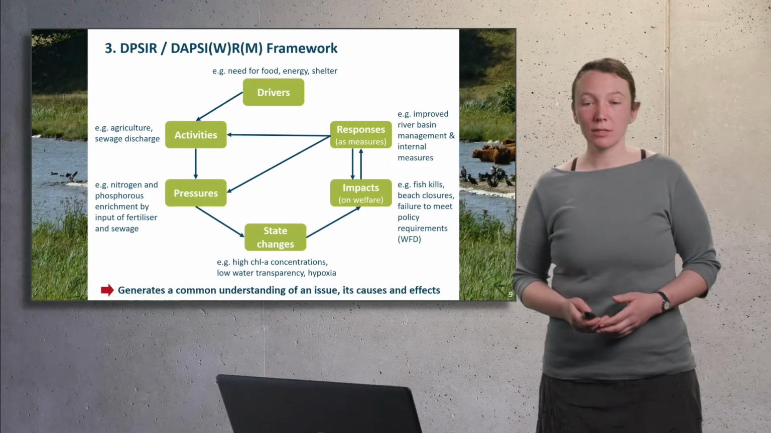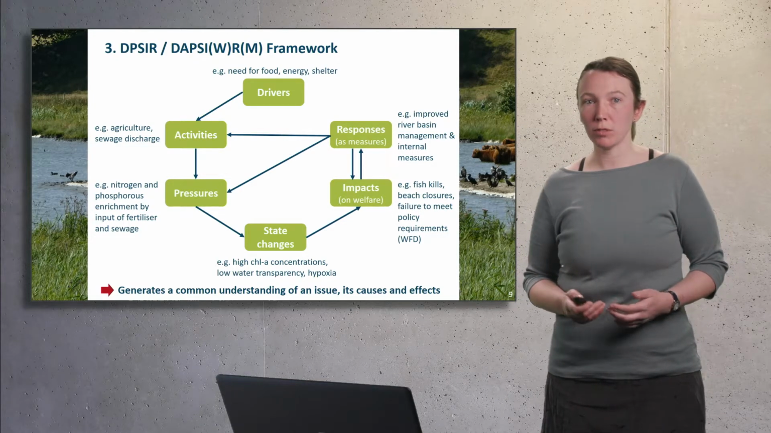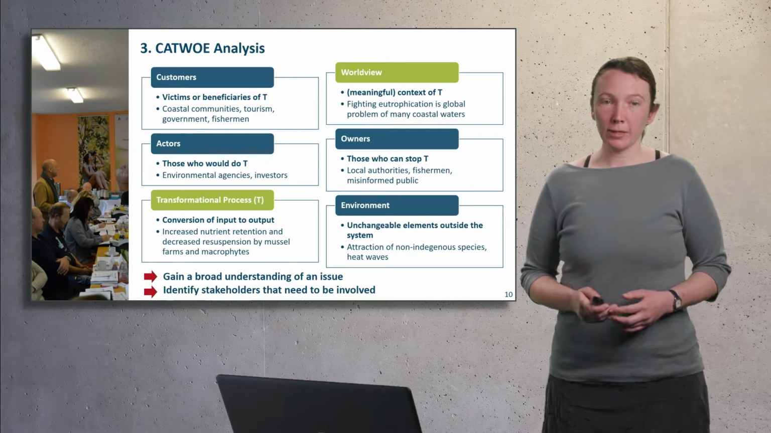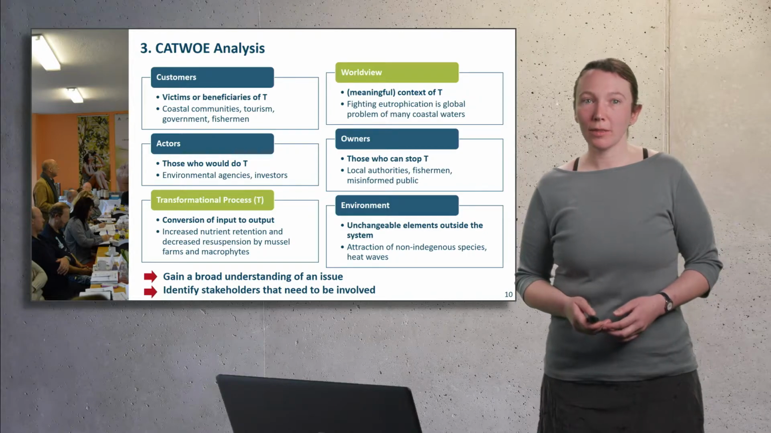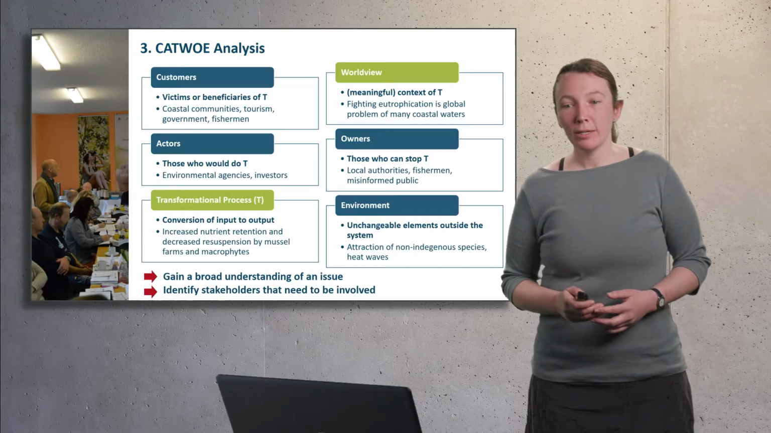So as I said, it's used to generate a common understanding and usually in the first step of the systems approach. Another tool for the issue identification is the CATWOE analysis. And CATWOE stands for Customers, Actors, Transformational Process, Worldview, Owners, and Environment. And this tool is used to gain a broad understanding of an issue and also to identify the main stakeholders that need to be involved in the process.